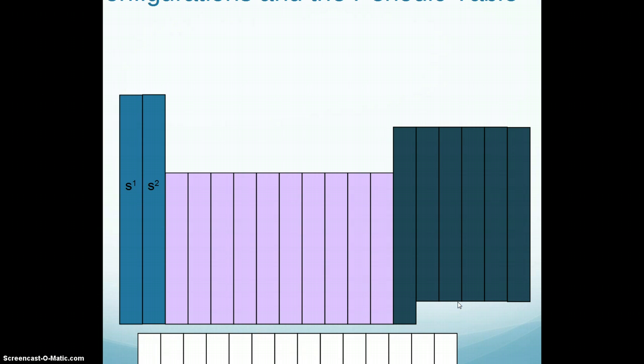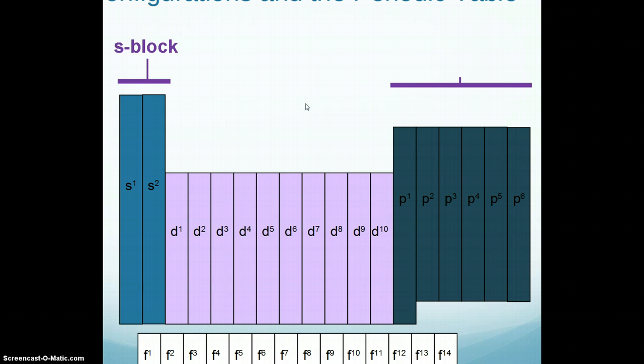So what we notice is that these elements that are alkali metals or alkaline earth metals all have the same ending. In the P block, they all have the same ending. In the D block, they all have the same ending. And isn't it strange that they correspond to their properties? S block, P block, and D block.